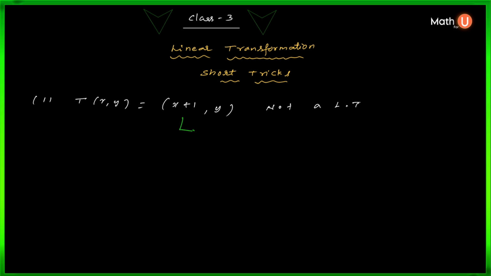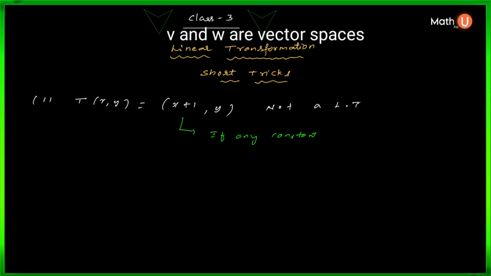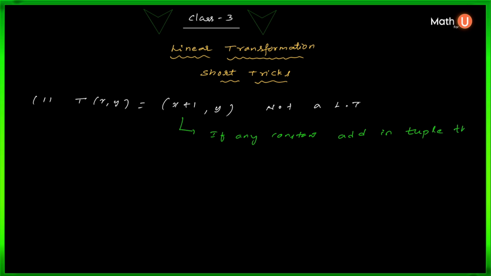The reason is, if any constant, here see, this is the constant, plus 1 is added. A constant added in a tuple is not a linear transformation. Okay, this is the first trick.